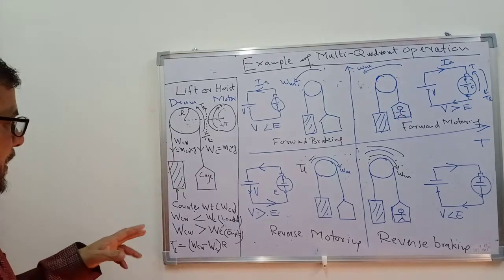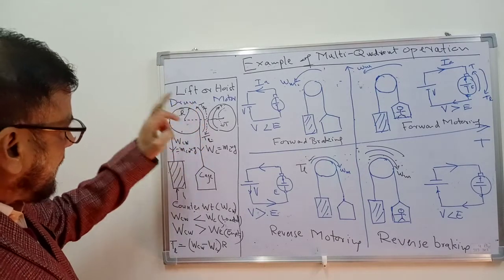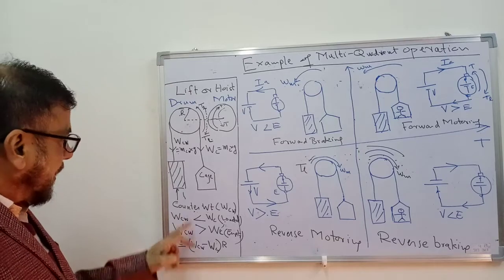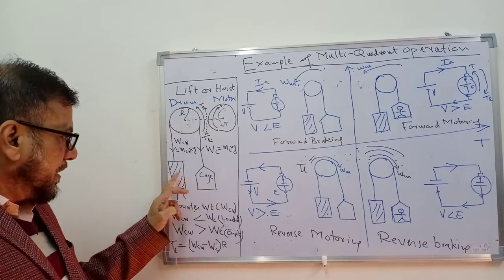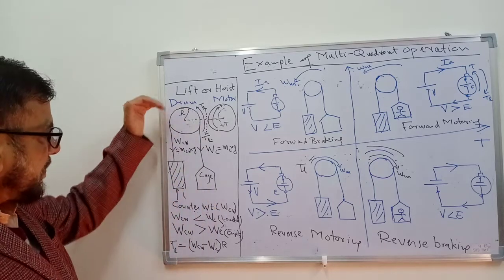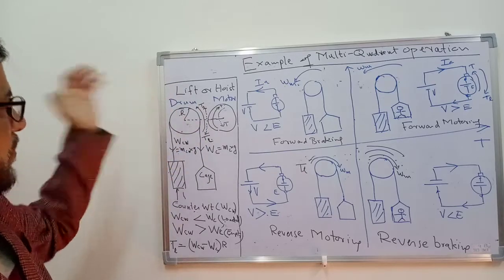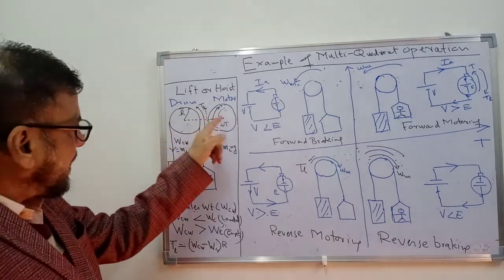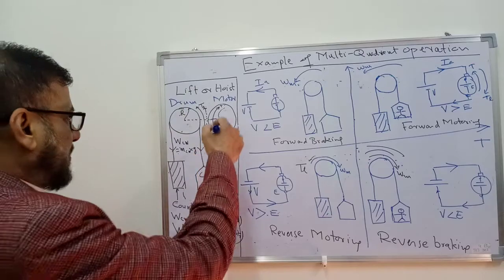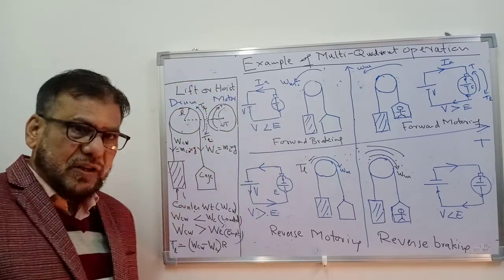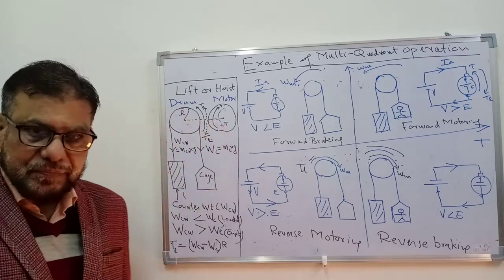So here I have shown that the load torque is in the counterclockwise direction when this cage is empty. When the cage is empty, the weight of the counterweight is more, so this torque is higher, so the net load torque is acting in the counterclockwise direction. And the motor that is coupled to this drum or pulley has to exert a torque in the clockwise direction to overcome this load torque. I have shown this in the bold lines here.